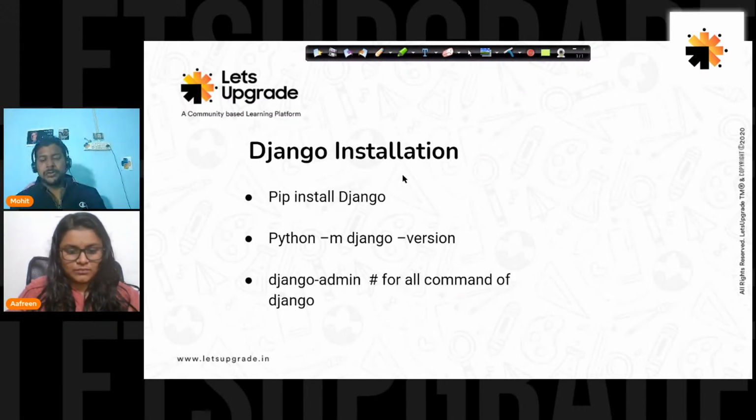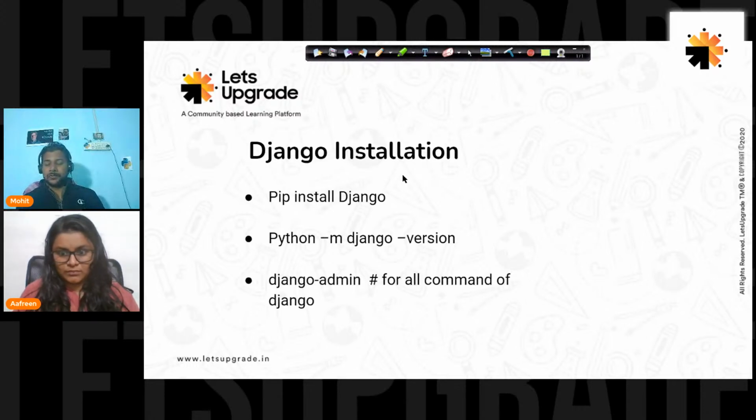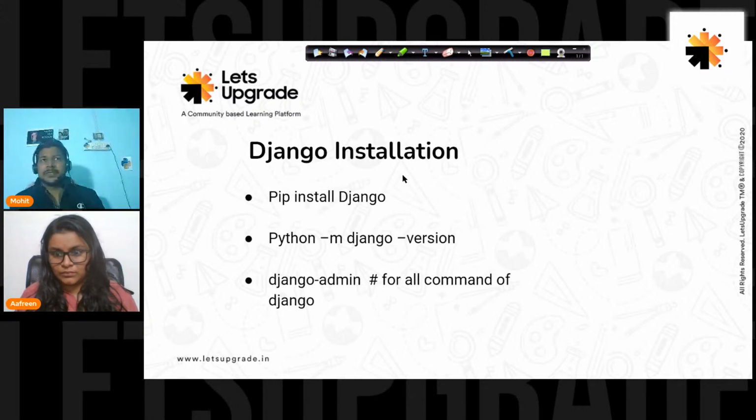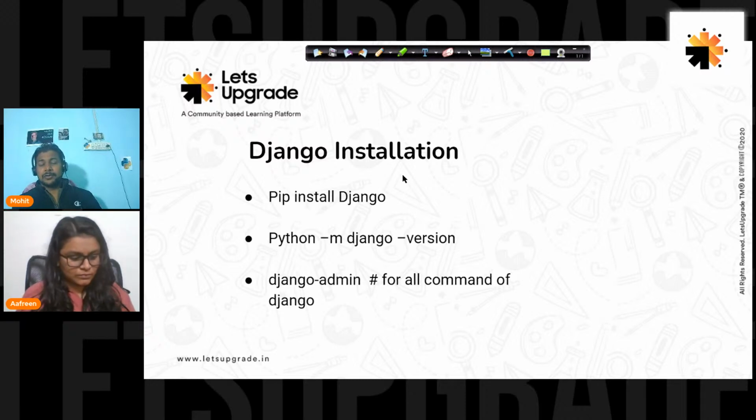Okay, so now I'm going to show you about Django. What is Django? Django is actually a web application development framework written in Python language. We use Django for web application development. There are two most prevalent frameworks in the market written in Python. First is Django, second is Flask.